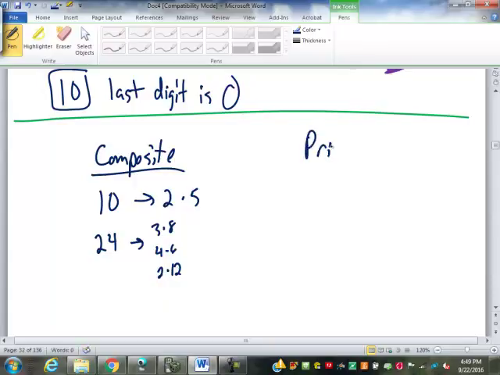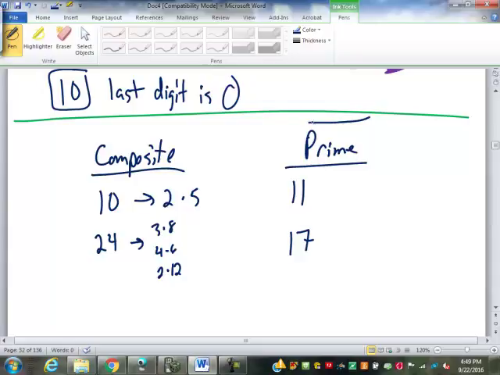Then there's prime numbers. Prime numbers are not made up of any smaller pieces. Like 11, there's nothing I can multiply together to make 11, except for 11 and 1. 17 is prime. There's nothing I can multiply together to make 17. 2, 3, 5, 7, those are all prime. There are no smaller numbers I can multiply together to make it.